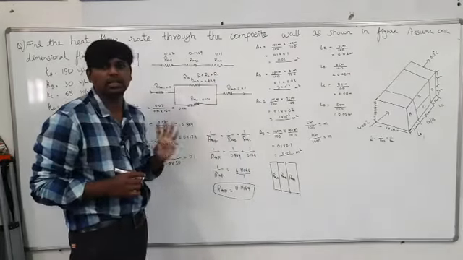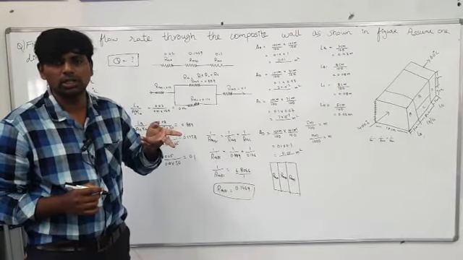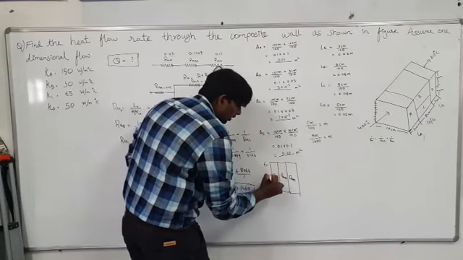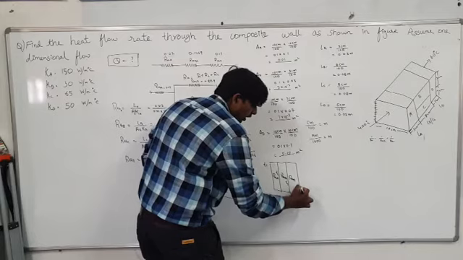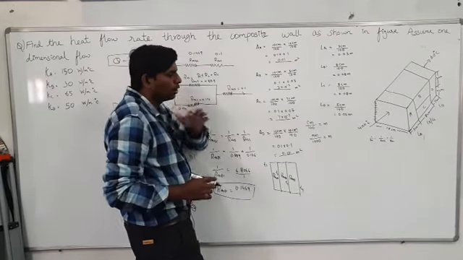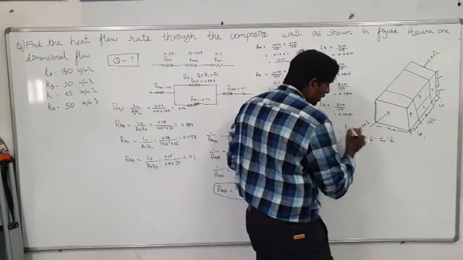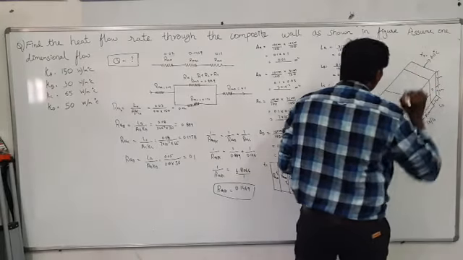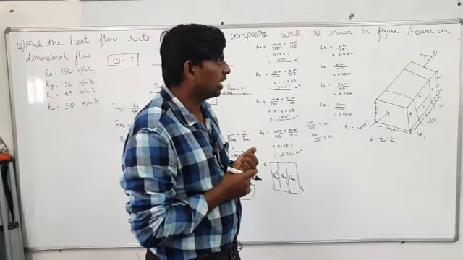Now you can assign the temperatures. This parallel connection you converted into series. Now you can take this one as T1, this one as T2, this one as T3, and this one as T4. How many temperatures are there? Four. The first temperature you can take as T1, and the last temperature you can take as T4.